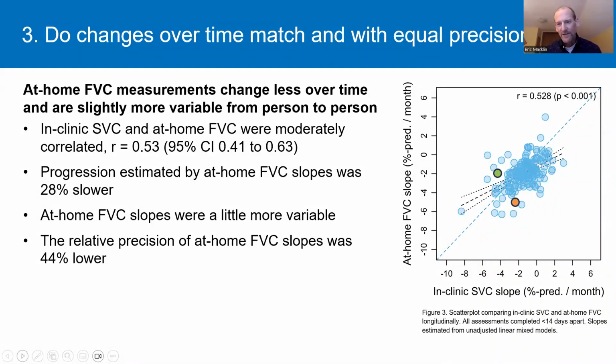I want to pick out two people as a contrast. There's one person in orange who, if they were measured in clinic, you would say was progressing by about 2 percentage points per month by in-clinic spirometry, but by about 4 or 5 percentage points if you were tracking them by their home spirometry. And the person in green is the converse. They're progressing by a little bit more than 4 points per month in clinic, but only about 2 points per month by their home spirometry, their forced vital capacity at home.